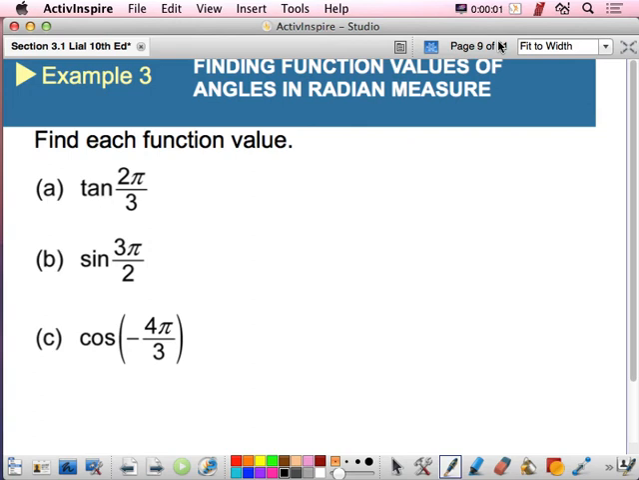Final part of section 3.1. We're going to look at just 3 examples, and I am going to take my time going through them, and I'm going to give you a couple of alternate ways to work them.